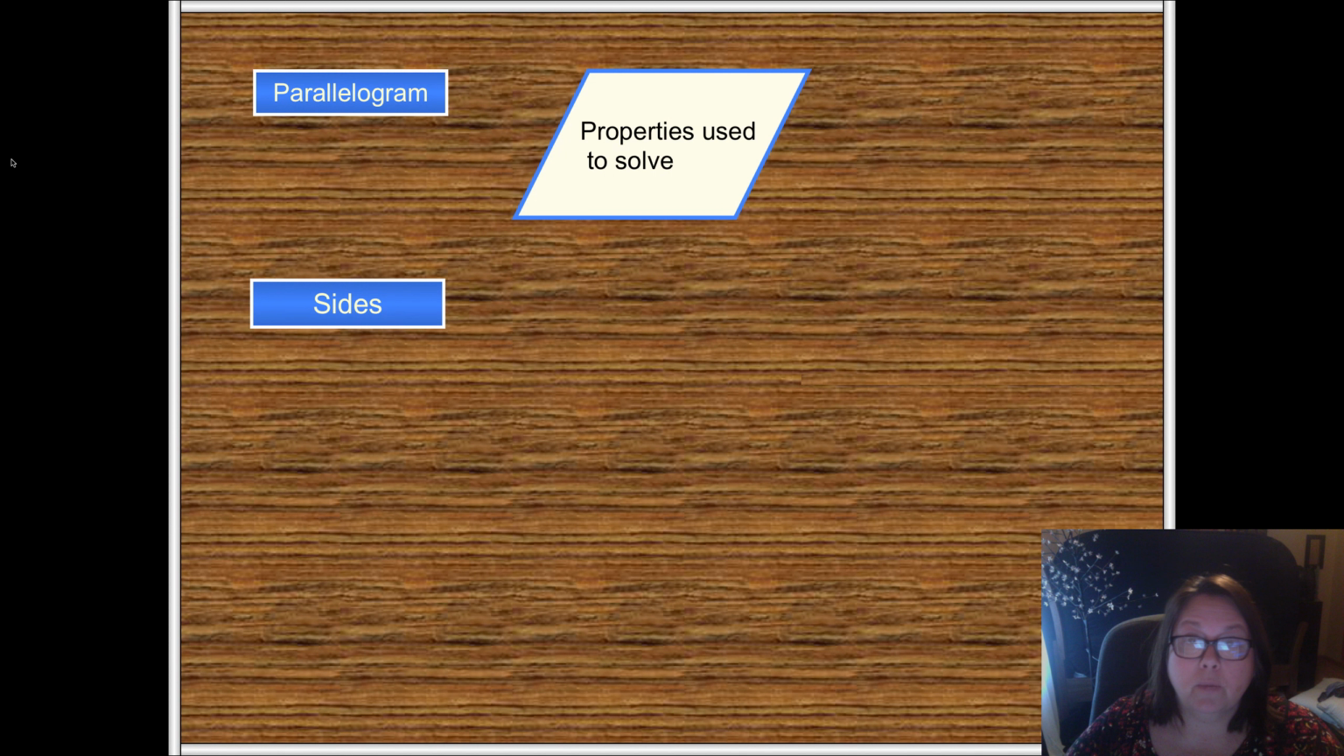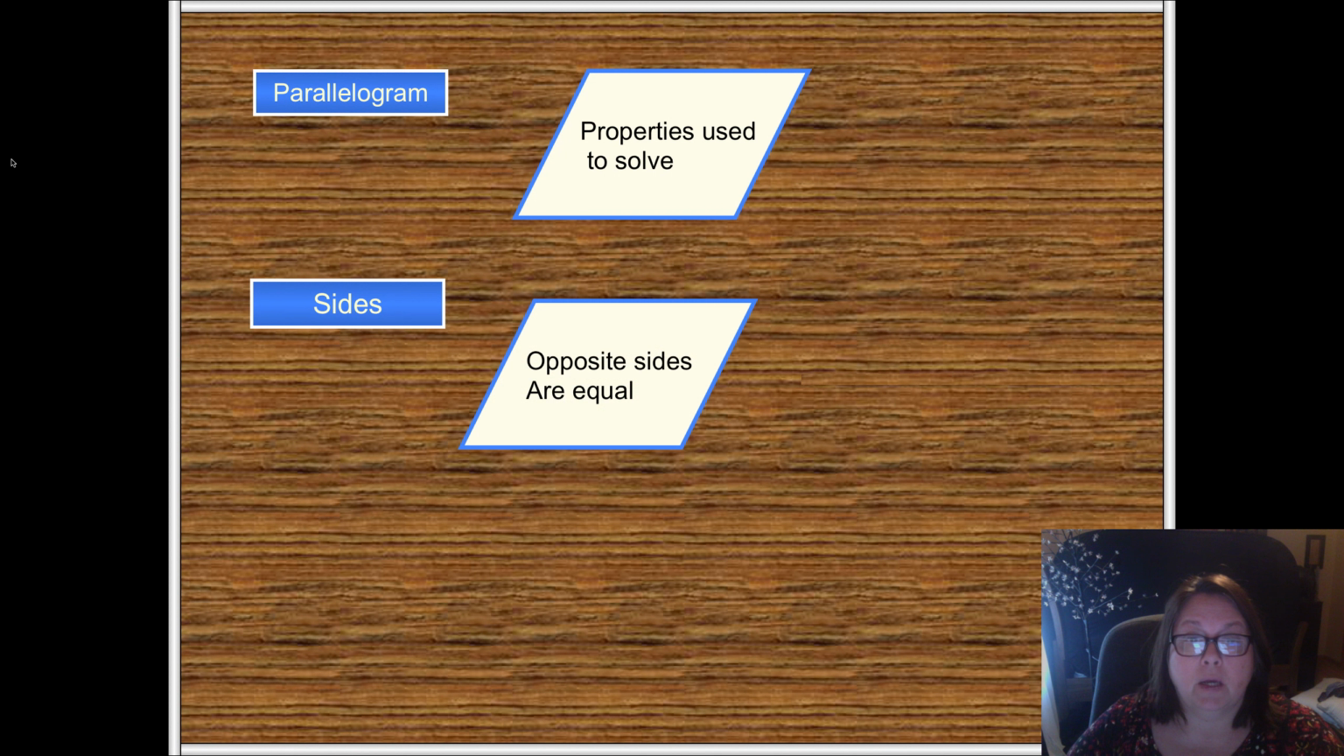So to start with, we're going to talk about the sides. All right, so a couple important things that you should know. Opposite sides are equal. And if you'll notice how the tick marks are starting to show up, that means that the top is equal to the bottom and that the right is equal to the left.